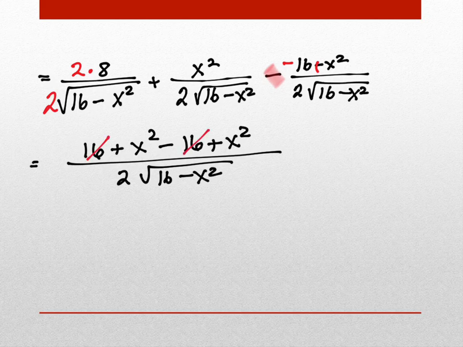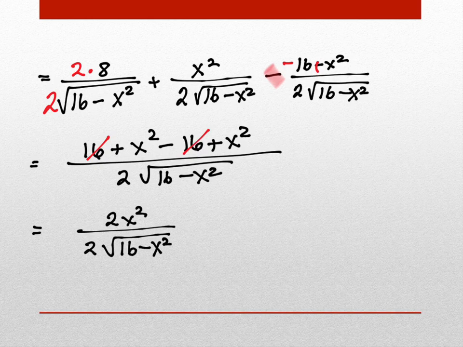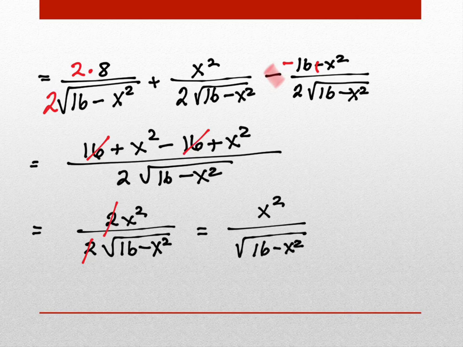So obviously my positive and negative 16s are going to combine and cancel. I'm going to end up with a 2x squared on top over the 2 square root of 16 minus x squared on bottom. These 2's are going to divide to 1, and my final result is going to be x squared over 16, square root of 16 minus x squared.